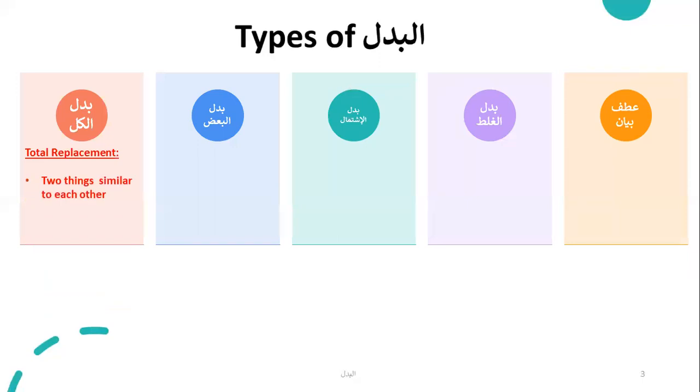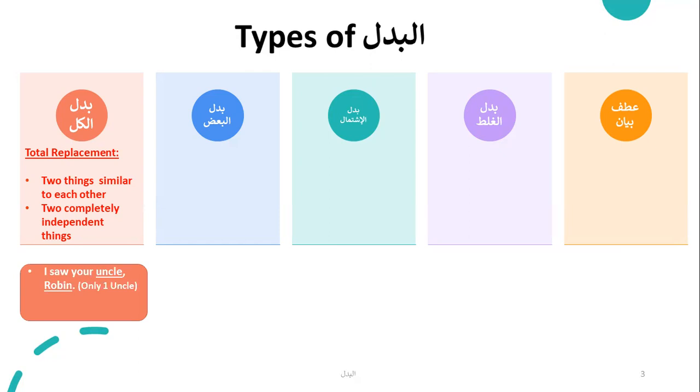It means two similar things to each other. So when two similar things come next to each other, they are called Badal al-Kul. Or if two completely independent things come together, they are also called Badal al-Kul. We'll see two examples. I saw your uncle, Robin. For example, you only have one uncle. So that's a complete replacement. You will say, I saw your uncle, or I saw Robin. So that is the complete replacement of uncle.